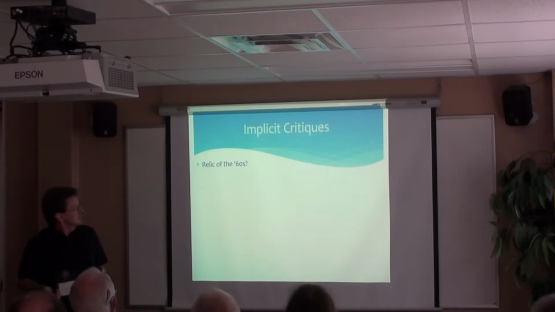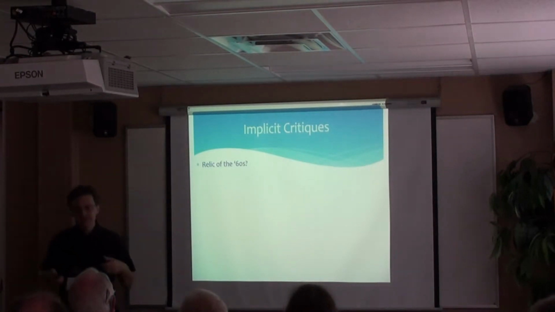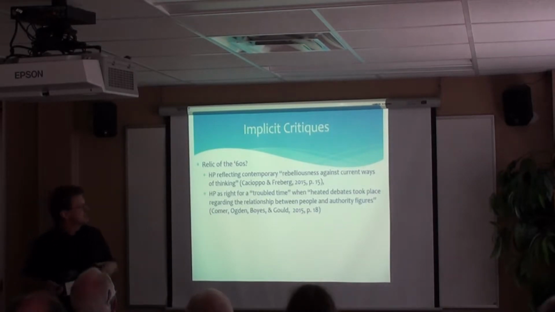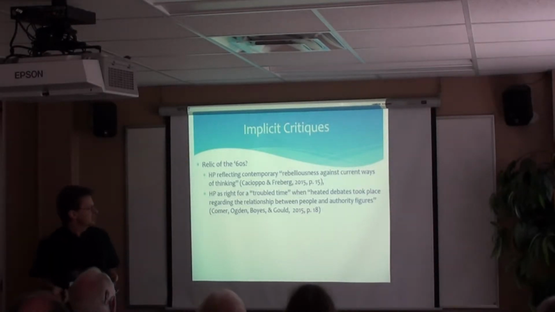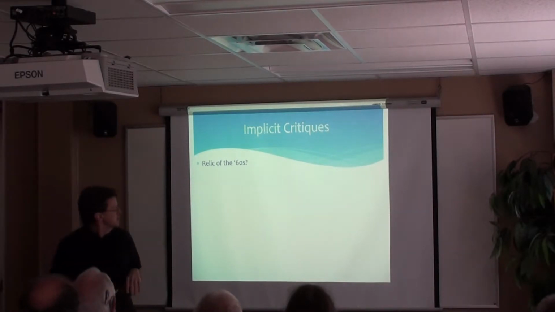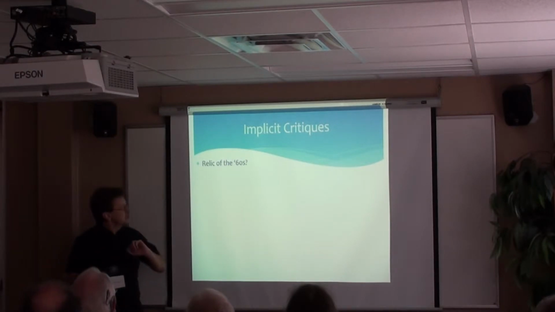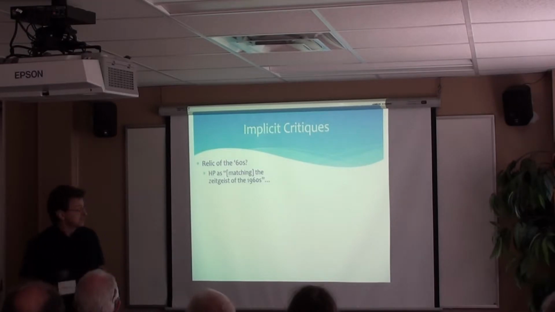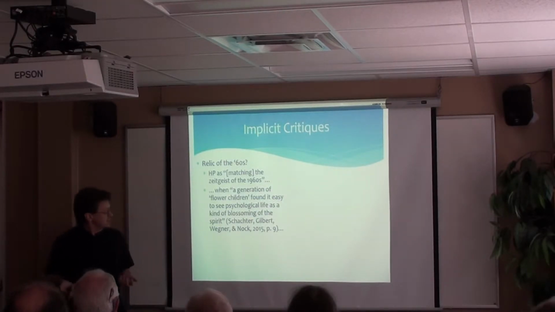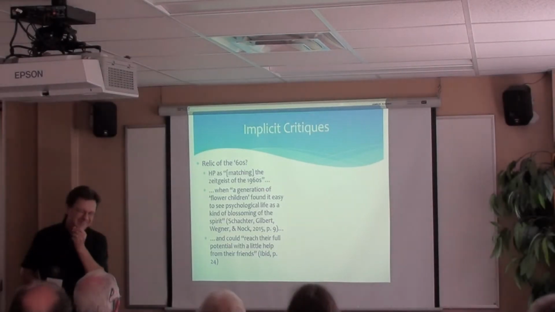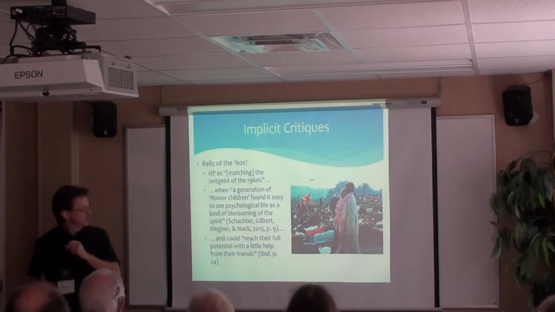Now, on the implicit side, things that sort of came out between the lines, the historical relic piece. So there were lots of references to contemporary rebelliousness, troubled times, counterculture, free love, and one set of authors deserves an entire slide to themselves, because after stating that humanistic matches the zeitgeist of the 60s, they then referred to flower children. They then referred to reaching full potential with a little help from your friends, and their photo was not naked people hugging, but it was a Woodstock. Okay.